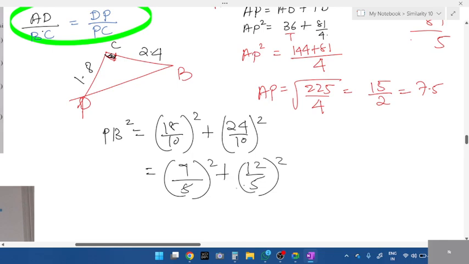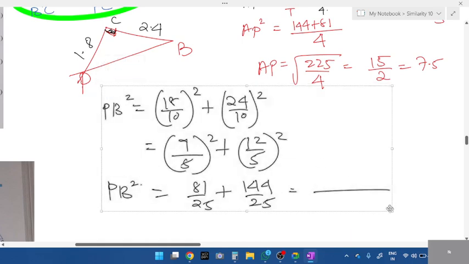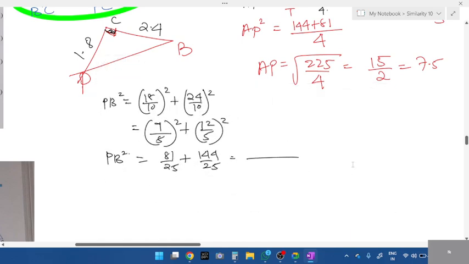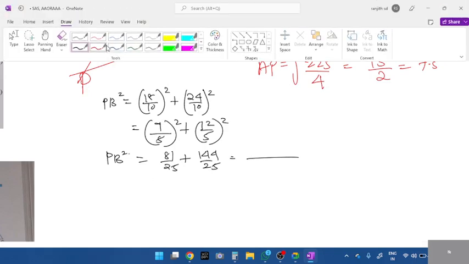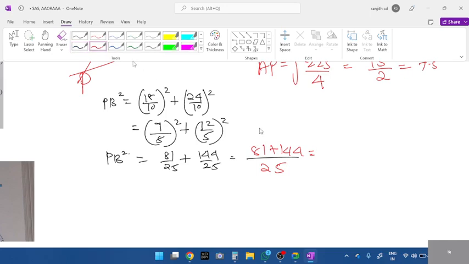This is easy to find, students. 81 divided by 25 plus 144 divided by 25. Take LCM. So it is not tough. You have to think. Be quick. 8th standard, 9th, whatever formulas and concepts we applied, you should apply all those concepts. You should be fast and quick in calculation. 81 plus 144 over 25. Look, this one question itself is taking more than 10 minutes.